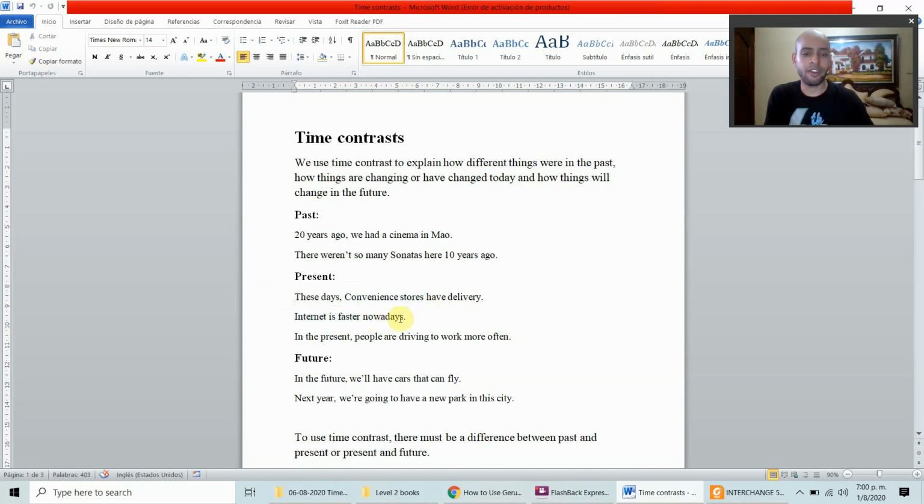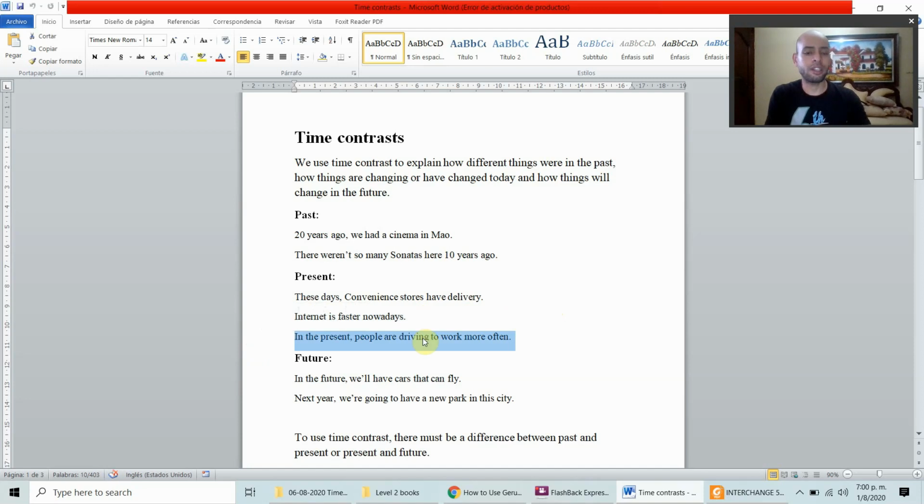Internet is faster nowadays. So we are saying that these days the internet is faster. We have more speed. Before, in the past, internet was slow. I don't know if you remember dial-up. Dial-up was very, very slow. And we have come a long way since those days of dial-up.